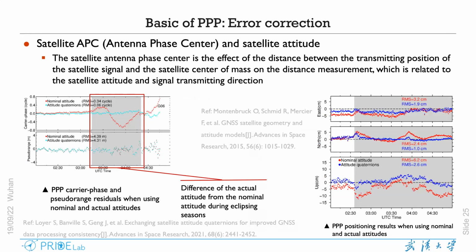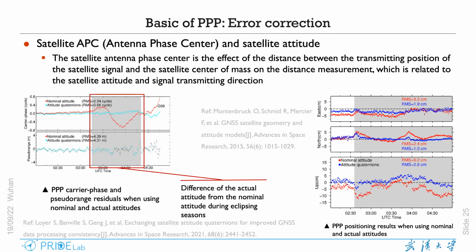This is a satellite APC, a satellite antenna phase center, which is actually the distance between the transmitting position of the satellite signal and the satellite center of mass. So this distance will matter in your high precision positioning, which is related to your global reference frame. For example, the scale of the reference frame will be impacted by these satellite APC errors.